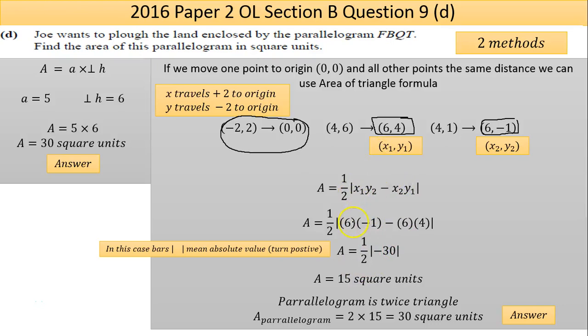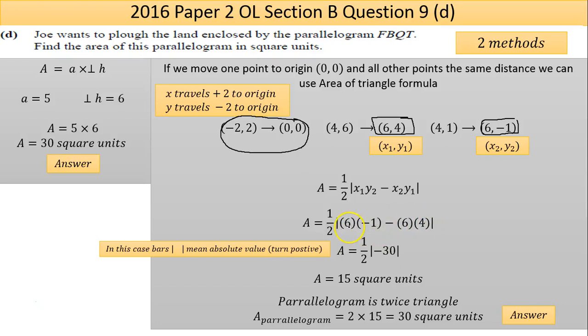So x1 is 6, y2 is -1, to take away, and be very careful here, that's negative. Now, x2 is 6, y1 is 4. So I'm just taking those numbers here, being careful, because if you get distracted, look up and then put the numbers in the wrong place, things go awry. Do the calculation here. Now, you could program that in the calculator.